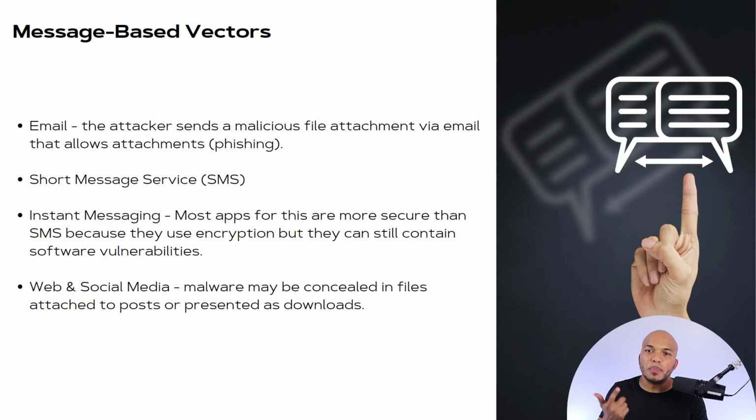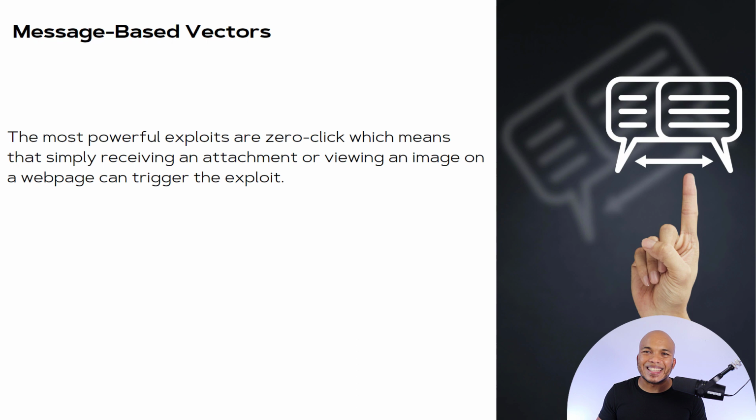All right. Message-based vectors, and these are the classics. Email, where the attacker can send a malicious file attachment via email. This would of course be your phishing attack. And then of course through short message service, where an SMS can be sent to the victim's phone, and that SMS will contain a malicious link. You have instant messaging, where most apps for this nowadays are more secure than SMS because they do use encryption, but they can still contain certain kinds of software vulnerabilities. And then web and social media, where malware may be concealed in files attached to posts or presented as downloads.